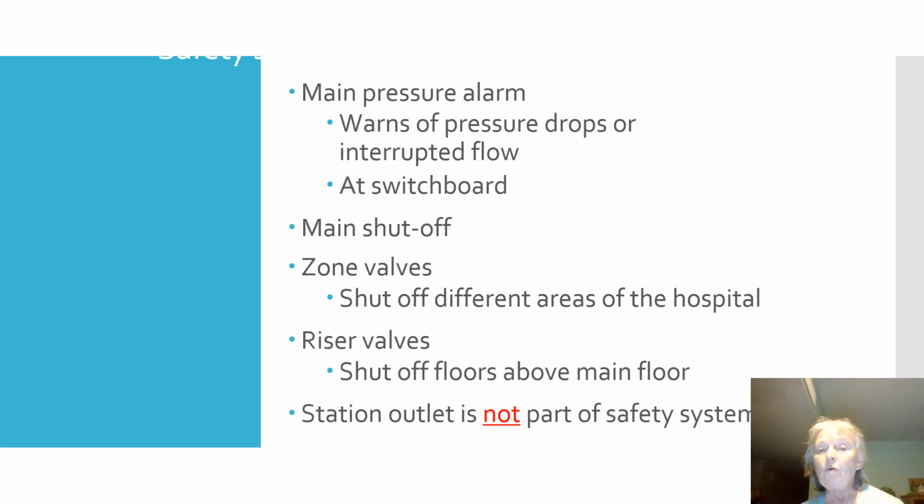So there's 4 main pressure alarms, or 4 main alarms, let's put it that way. One is the main pressure alarm. It tells you there's a pressure drop or interrupted flow at that point. In the larger hospitals, it's normally at the switchboard because you have an operator on duty for 24 hours a day. They're told how to do this. They're told who to call and not to shut it off because it's annoying.